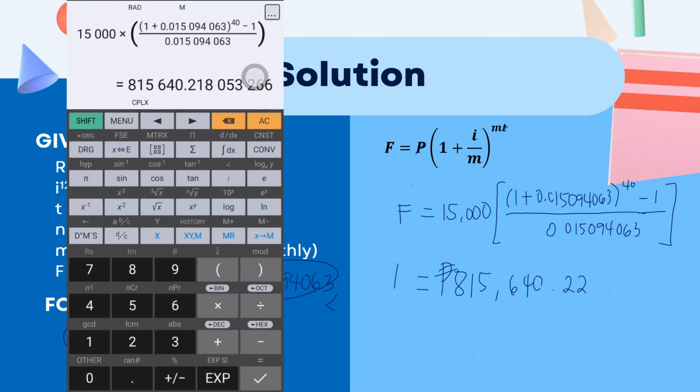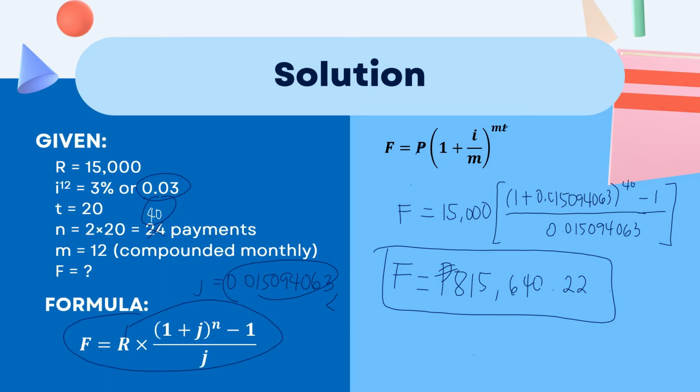Lagi po natin mag-round off to two decimal places na lang po sa final answer. Yan. So, ibig sabihin po na, yung total amount ng savings ni teacher after 20 years is 815,640 pesos and 22 cents.